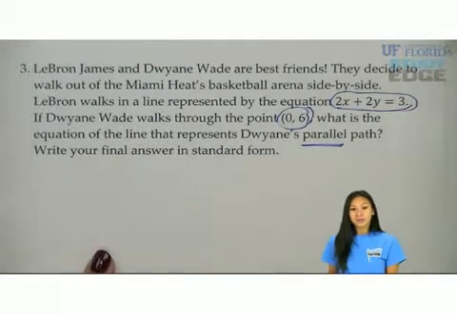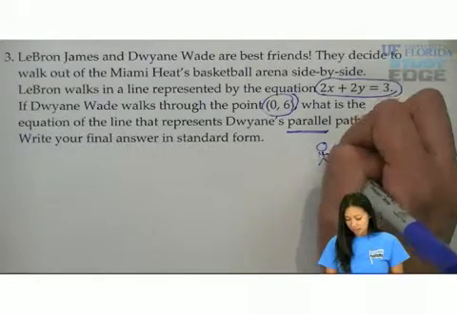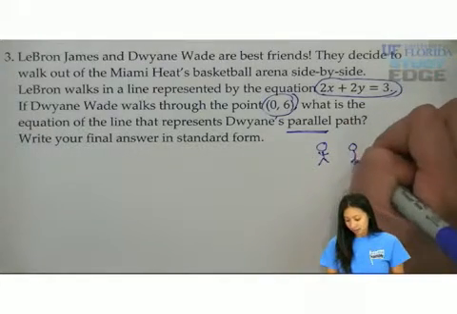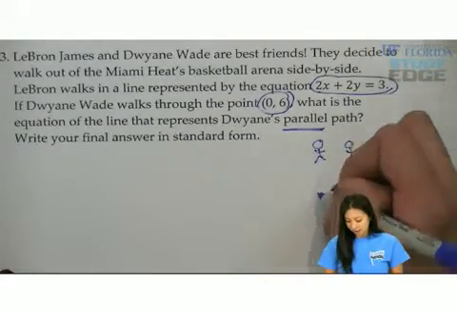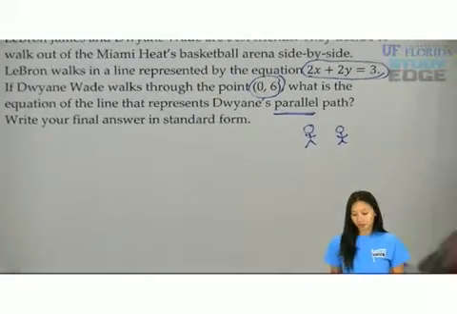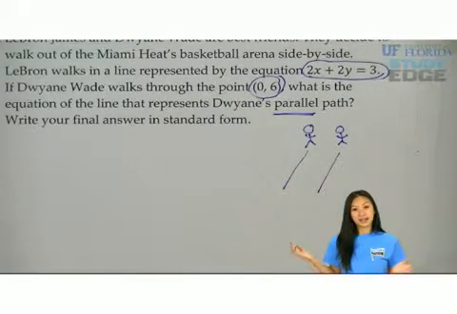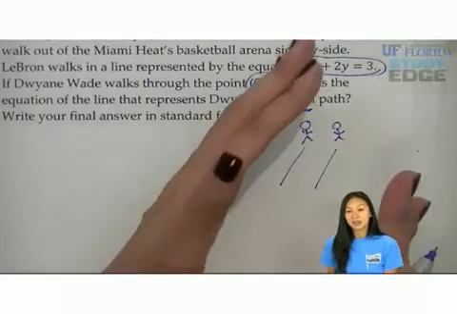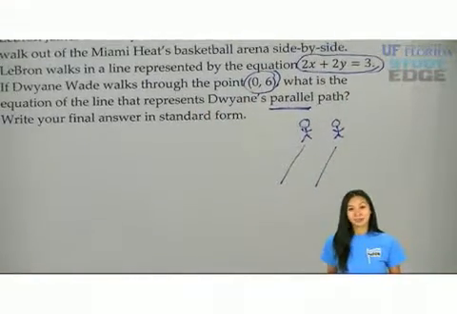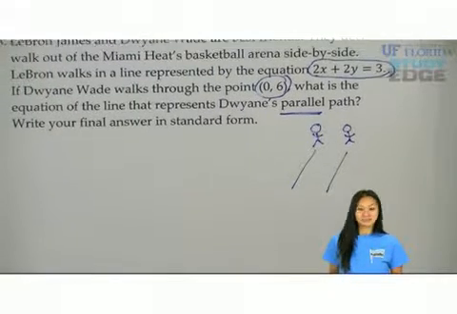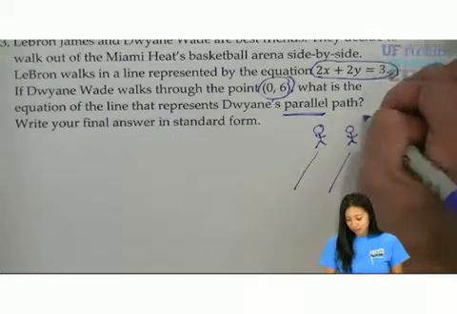So we have LeBron, and this is Dwayne Wade, and they're walking in parallel paths. That means their paths never cross. Let's say they're walking in parallel paths, something like this. I don't know which way they're walking, I'm just saying they're parallel. They're never crossing. They're walking side by side because they're besties. Now, I want to find Dwayne's path.